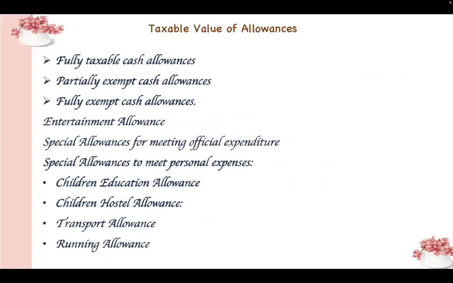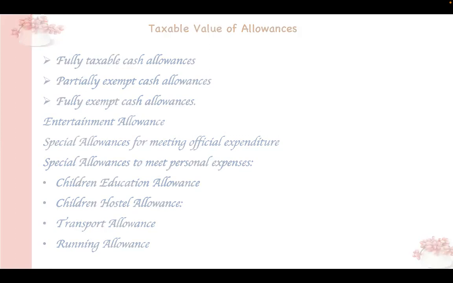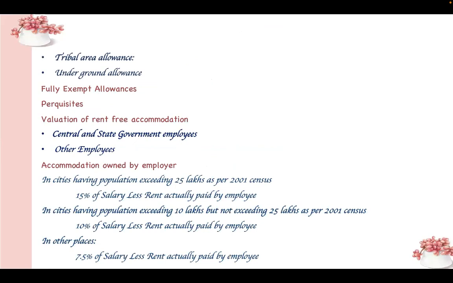Fully taxable cash allowances, partially exempt cash allowances, fully exempt cash allowances: entertainment allowance, special allowance to meet office expenditure, special allowance to meet personal expenses, children education allowance, children hostel allowance, transport allowance, running allowance, tribal area allowance, underground allowance. Fully exempted perquisites: value of rent-free accommodation, for central and state government employees and other employees.